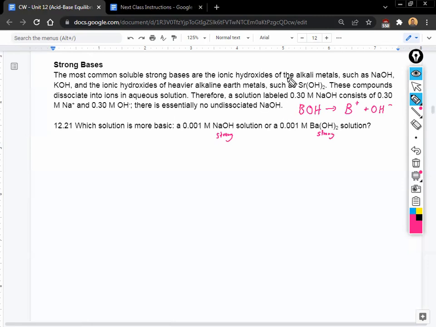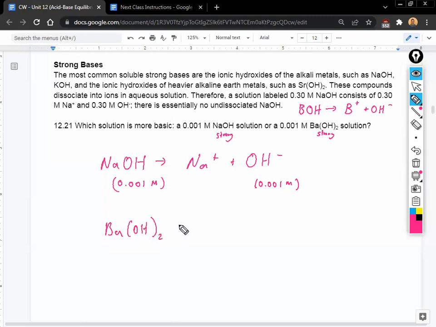Alrighty, guys. So let's go over this. Now, here we have the same concentration, and so what we really need to look at are their equations. So we got NaOH, which is going to break down into Na+ and OH-. Okay, so if I have 0.001 molarity NaOH, what is the concentration of my hydroxide? Yeah, 0.001 molarity. Good.